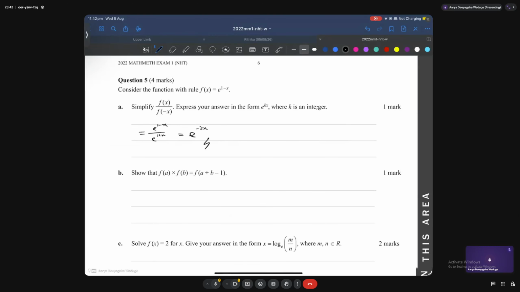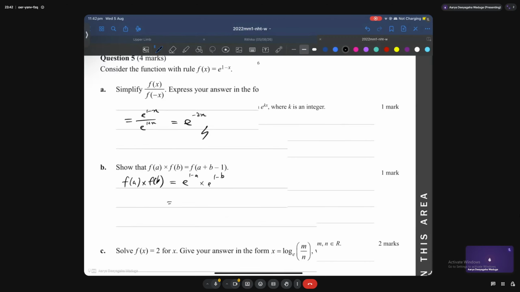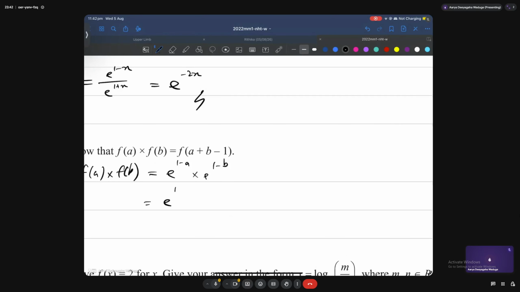Show that f of a times f of b. So this is a show-that question, you should show everything. So this is e to the 1 minus a times e to the 1 minus b. So when we add those two together, this is e to the 2 minus a minus b.